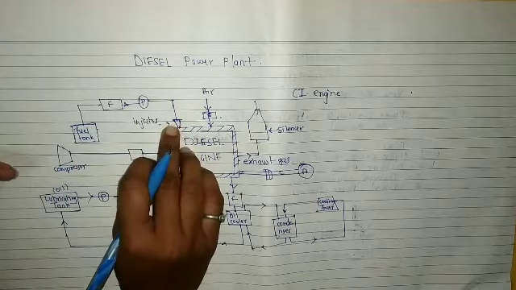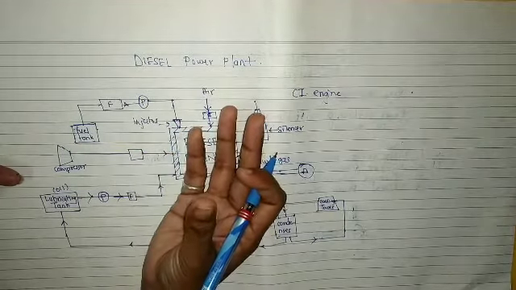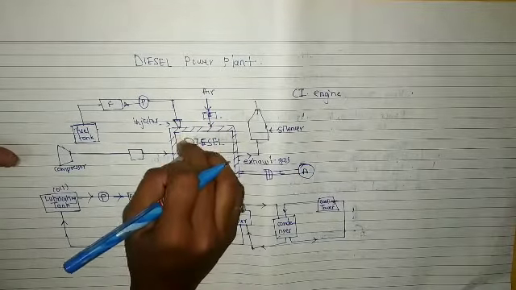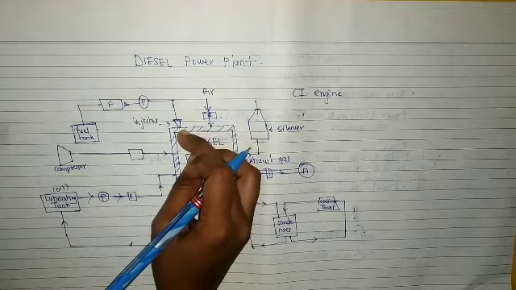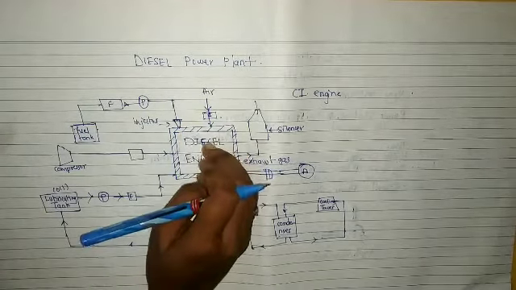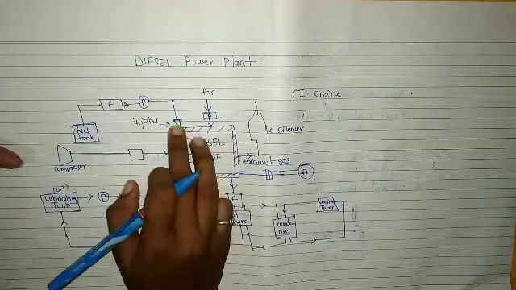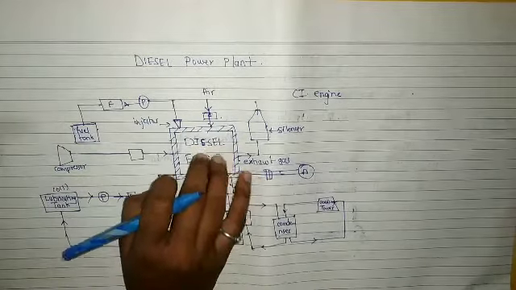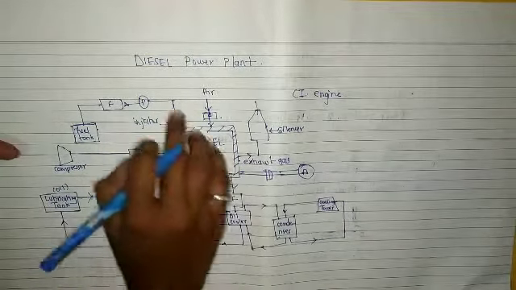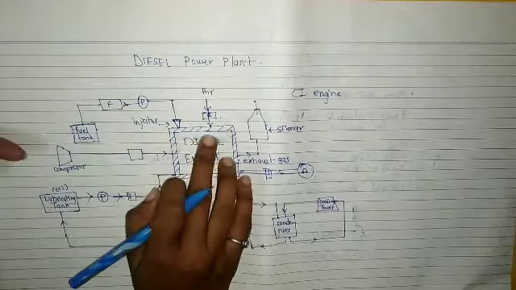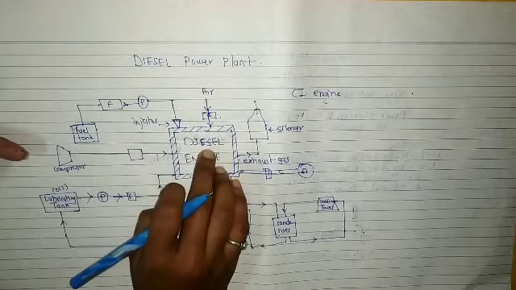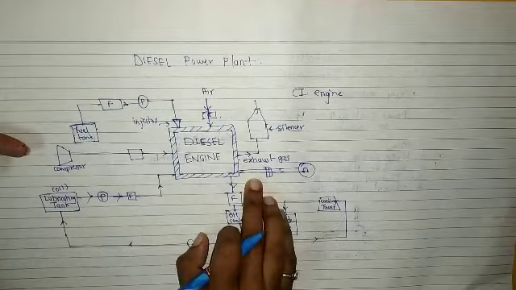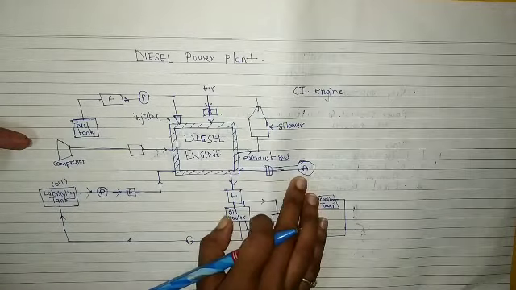It will convert our fuel into fine droplets. From this injector our fuel will get converted into fine droplets so that it will mix with the air. We are taking air from here, so the fuel droplets and air will mix here, and it will burn easily and heat will be produced. Air and fuel will come into this diesel engine. Whenever our diesel engine starts working, this shaft will rotate and we'll get the electricity here.